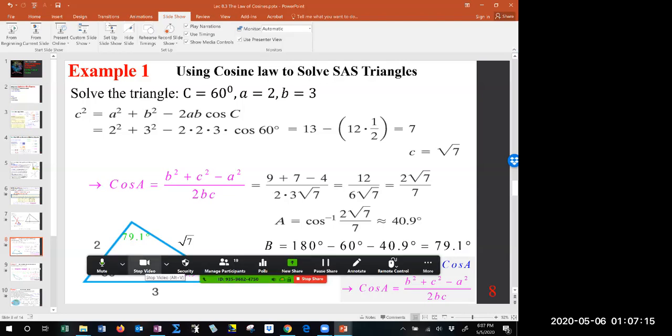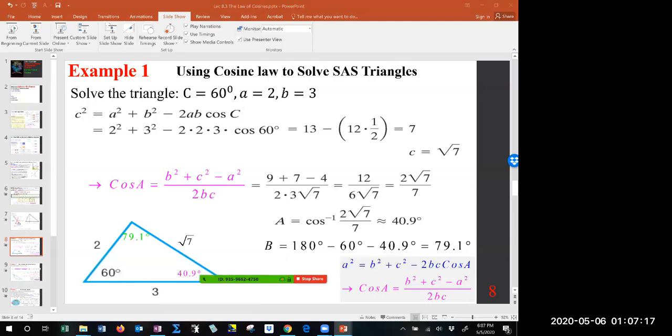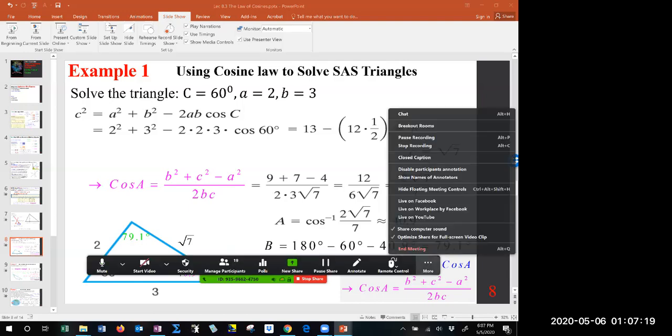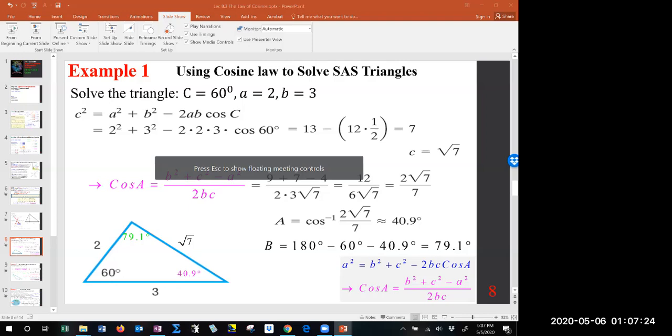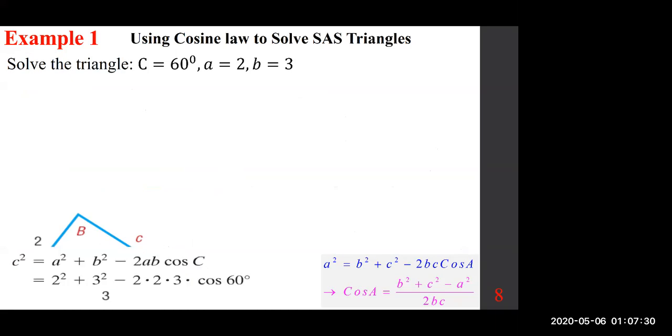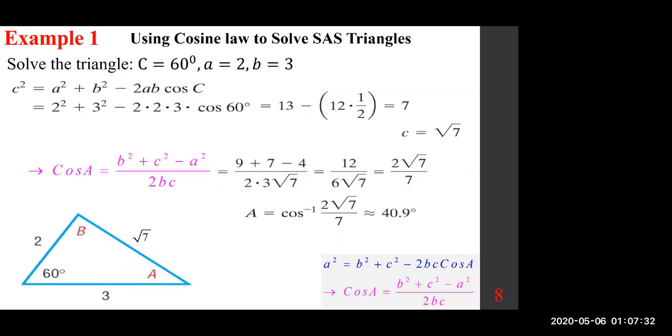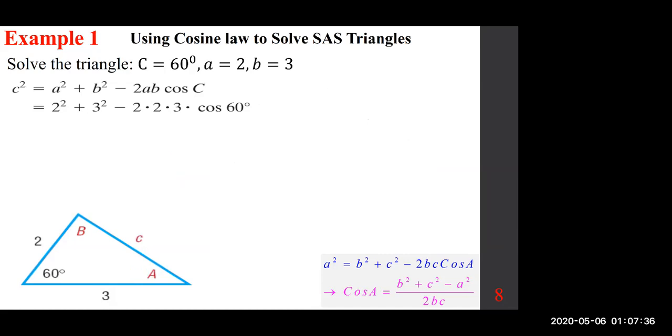So let's put it in slide mode and move on from here. So we did this example. This is just a quick recap of that. A and B are given. C is 60 degrees, okay?